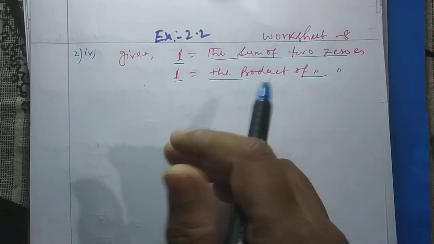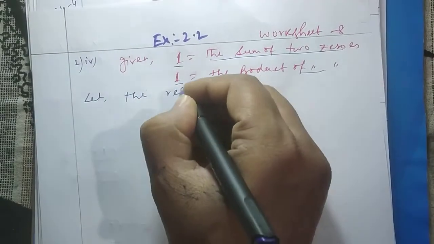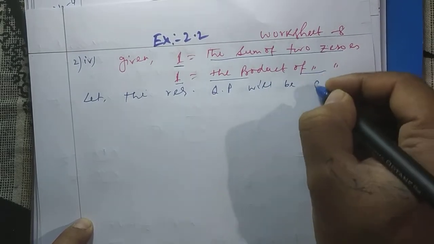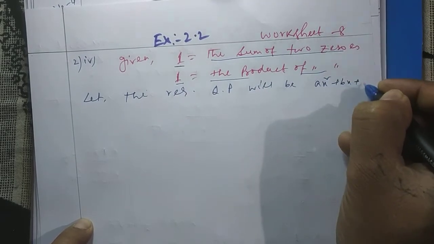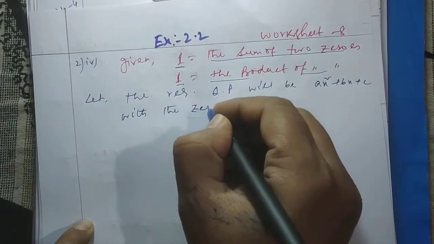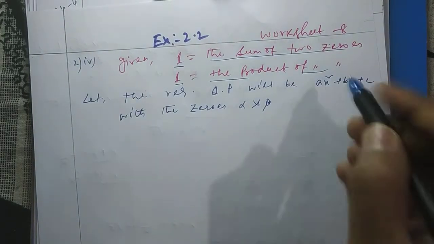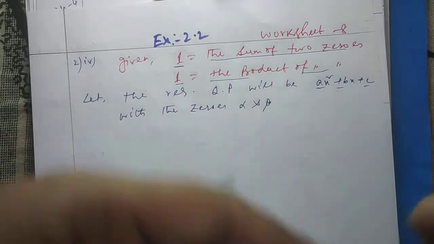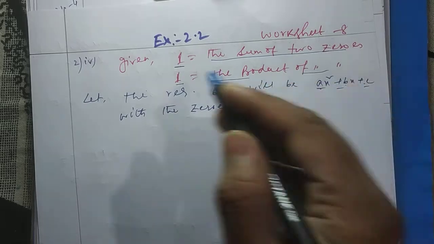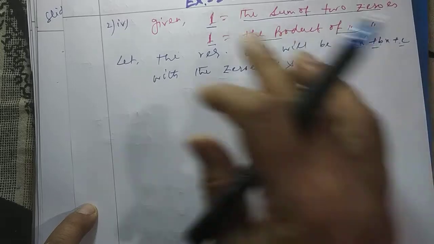Now let us start. Let the required quadratic polynomial be x square plus bx plus c, correct? With the zeros alpha and beta, correct? Here a, b, c are unknown. We have to find the value of a, b, c in the similar manner. To find the value of a, b, c, we have to use these two hints. Right? Now let us use these two hints.